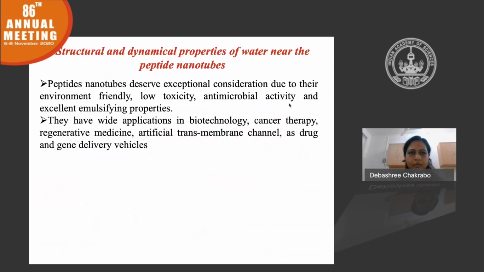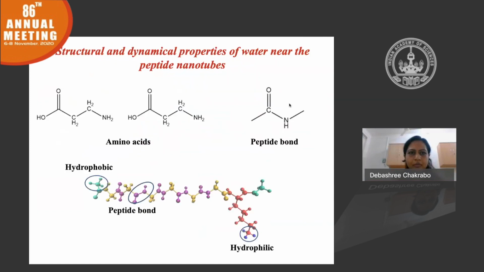And peptides are generally biodegradable, so they are environment friendly and they have low toxicity. So these things are very important nowadays. So we all know what a peptide bond is. When two amino acids of this kind come and do a condensation reaction, you can have a peptide bond. So you can synthesize different peptides from different amino acids, and depending on the type of amino acid, you can have different nanostructures like nanotubes, nanofibers, nanovesicles, etc.